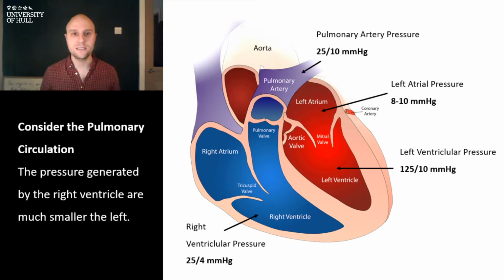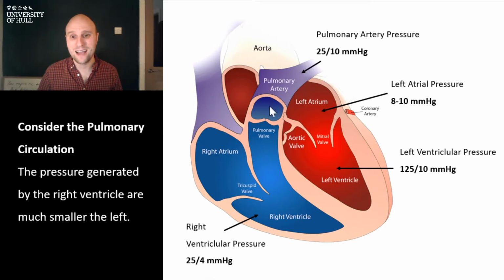Now, if we consider the pulmonary circulation compared to the systemic circulation, the right ventricle is a lot smaller and generates a lot less pressure than the left ventricle, so the pressures across the capillary bed within the lungs are a lot smaller. The right ventricle can generate 25, 30 millimeters of mercury. You can pick the numbers up.